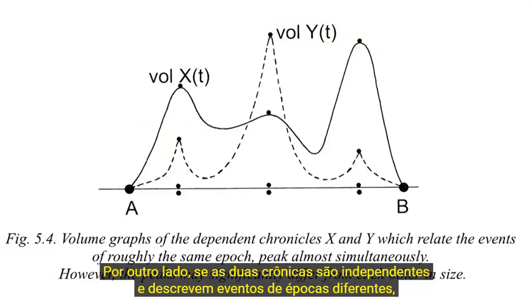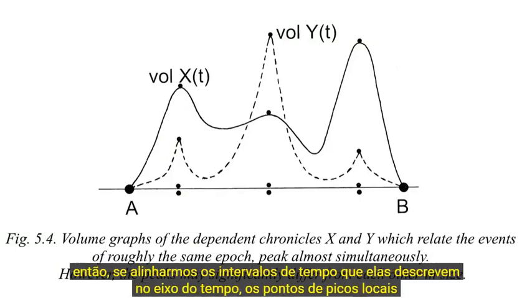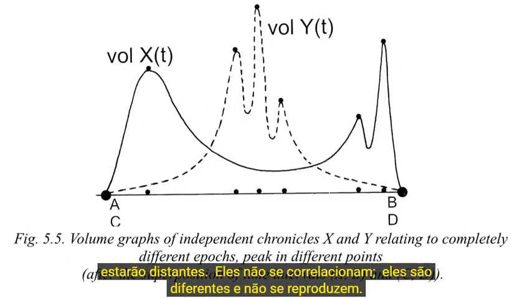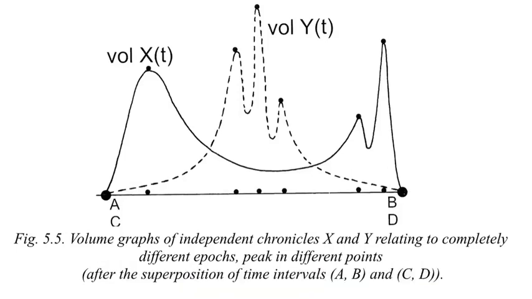Conversely, if the two chronicles are independent and describe events from different eras, then if we align the time intervals they describe on the time axis, the points of local peaks will be far apart. They do not correlate. They are dissimilar and do not reproduce each other.